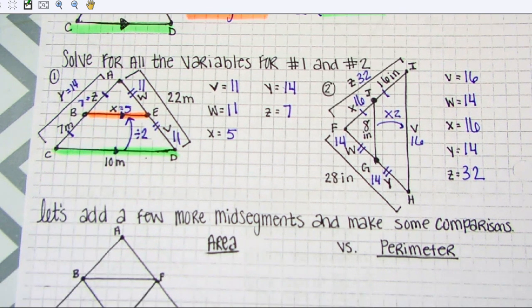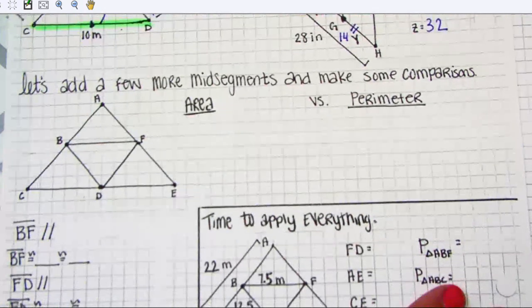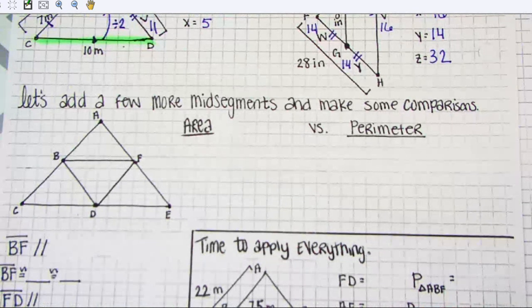So let's talk area and perimeter. Area is like if I wanted to cover the floor in carpet or in tile. Perimeter is if I want to put a fence around something. So perimeter is like adding up all the sides on the outside, and area is like covering a floor. Now, mid-segments have interesting information regarding areas versus perimeters.